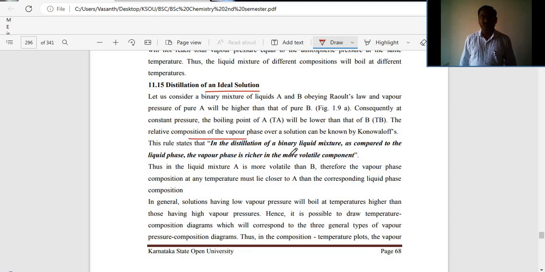Van't Hoff's rule. What is the statement of this? In this, in the distillation of a binary liquid mixture, compared to the liquid phase, the vapor phase is richer in the more volatile component.